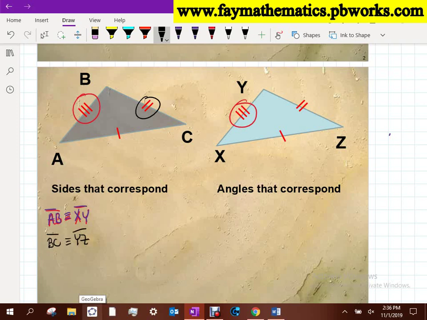And then AC is congruent to XZ. And we're just making this argument based off the markings that are in the picture. Okay. So this is the side that corresponds. Here's the idea of what we're really doing.